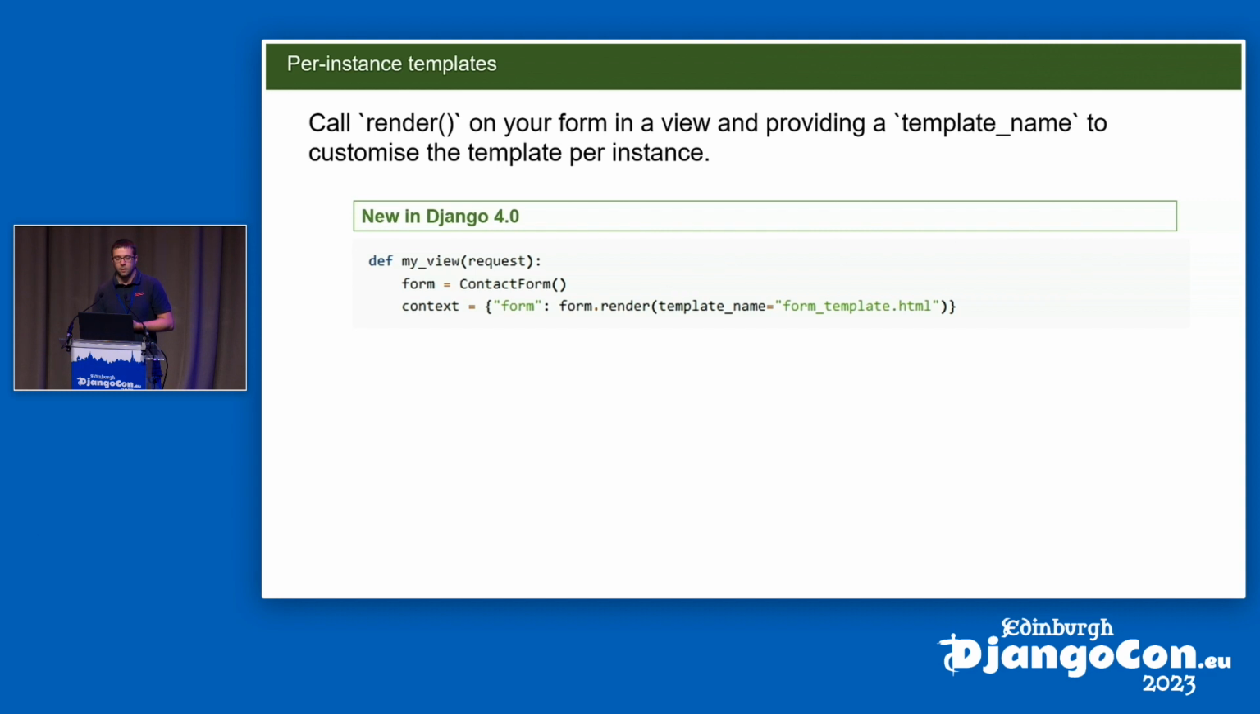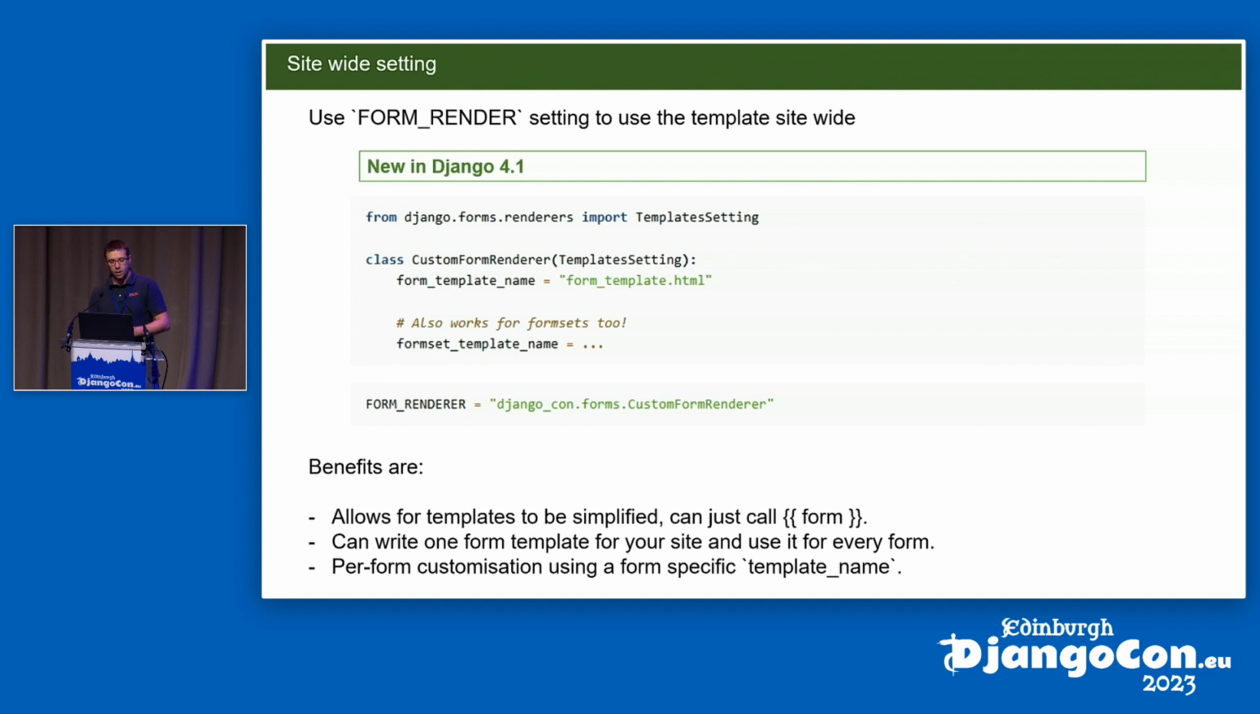But maybe you've got a form template now that you can use for every form in your project. You would still have to define that template name on every form in your project. So in Django 4.1, we added the ability to set a site-wide form template. And the way this works is you create a custom form renderer, and you can define the form template name site-wide on this form renderer, and it also works for form sets as well.